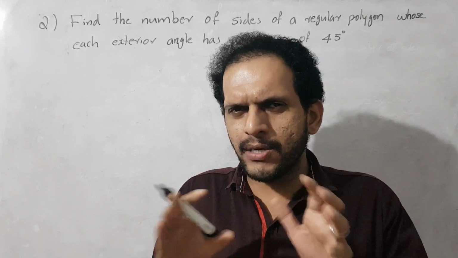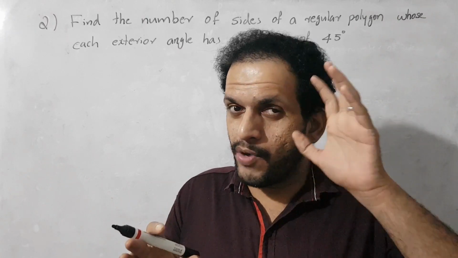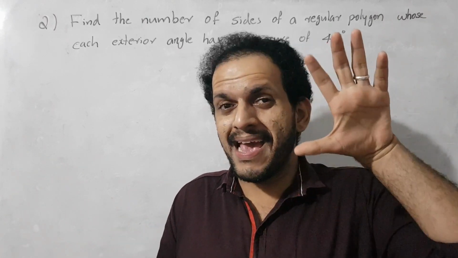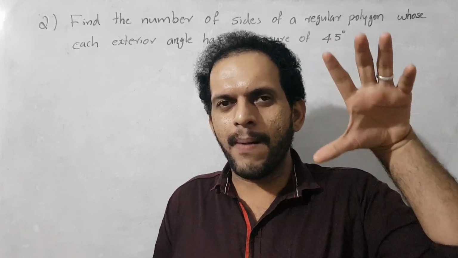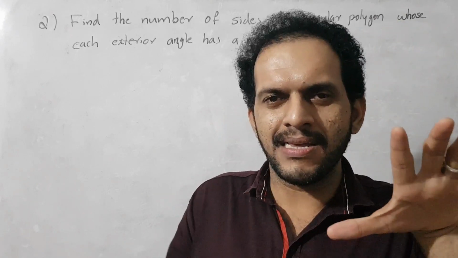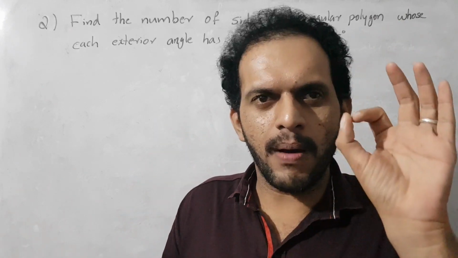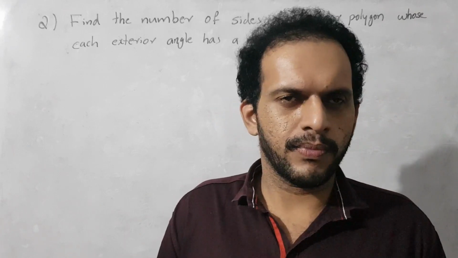Then what is the relation of these two? Yes, we know the idea. In a polygon, the number of sides is equal to the number of exterior angles.